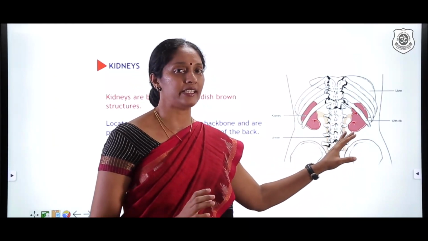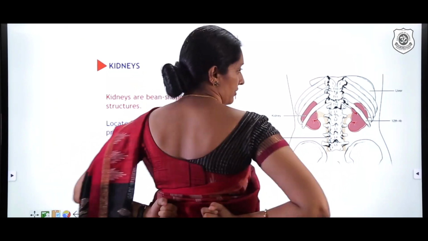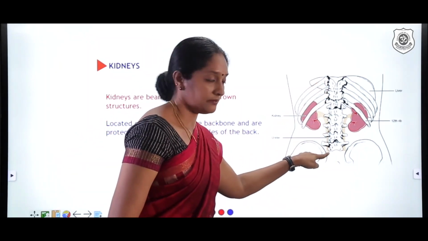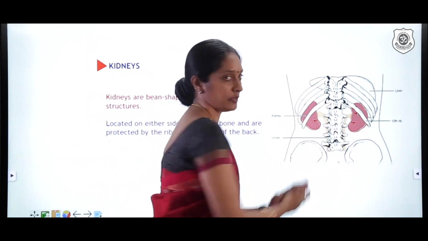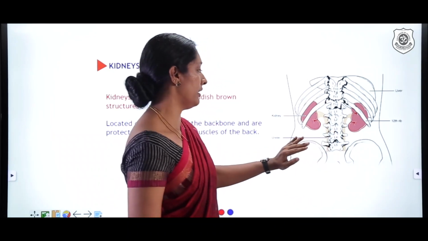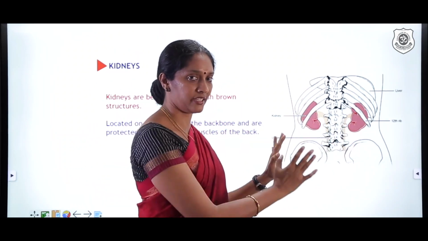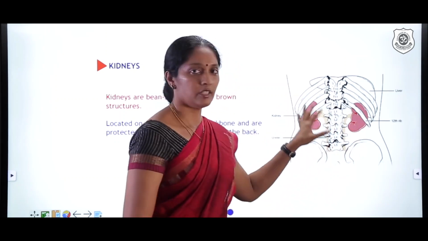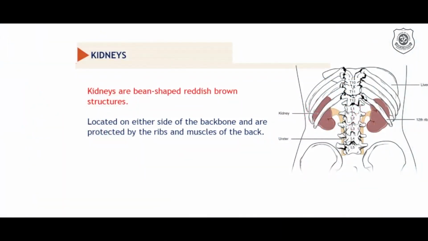And where is it exactly placed? It is at the back, just behind here. And this is your vertebral column. These are the two kidneys that are placed just next to the vertebral column, right? So this is the placement of the kidney and they are supported by the ribs and the muscles there. So it is protected with the help of the last part of your rib and the muscles of the back. So this is how the kidney's structure is.